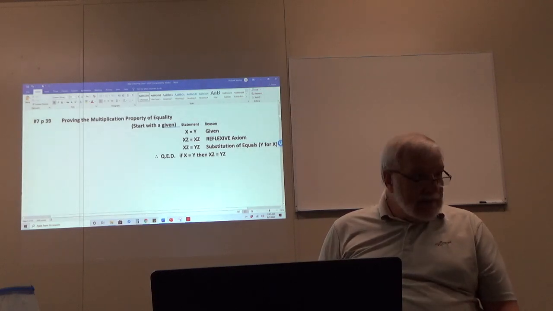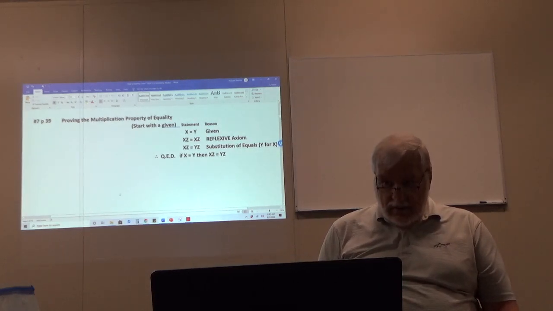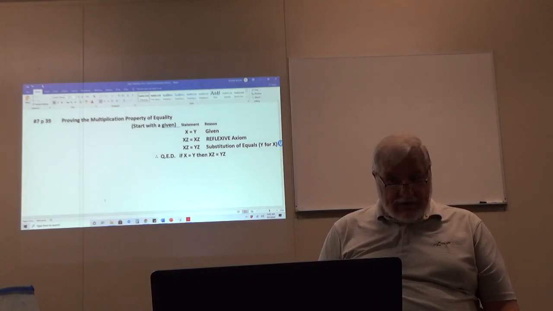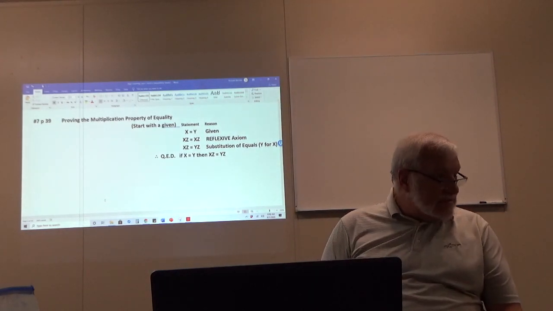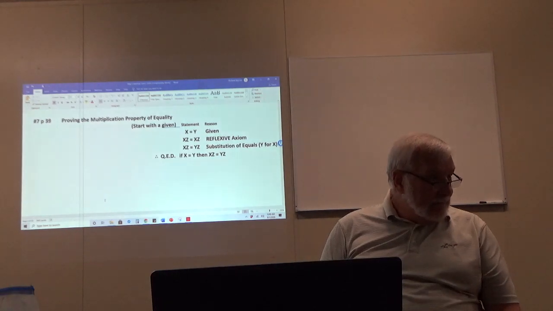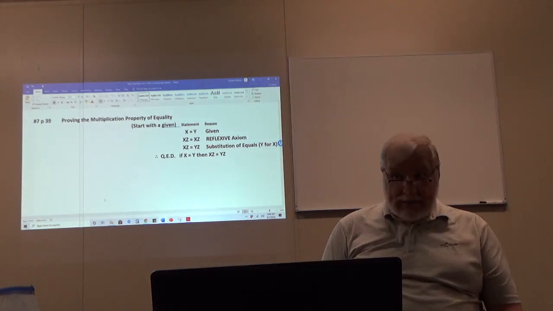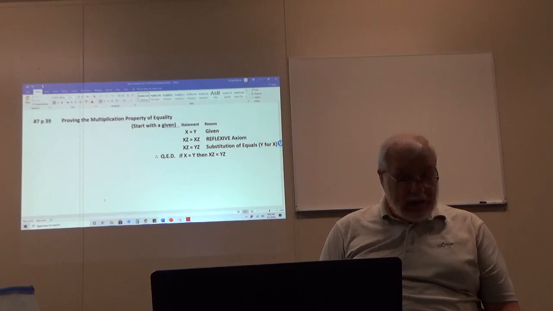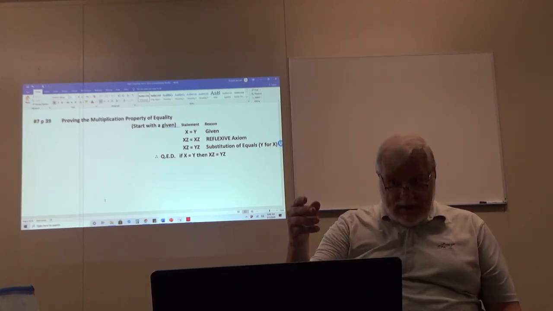Okay, if you're given that x equals y, and I write the reflexive axiom that says x times z equals x times z, right? That's always true. The second line is always true. The first line was given.